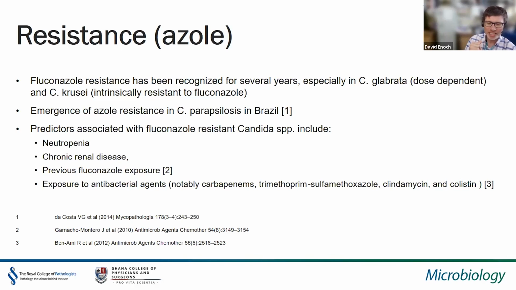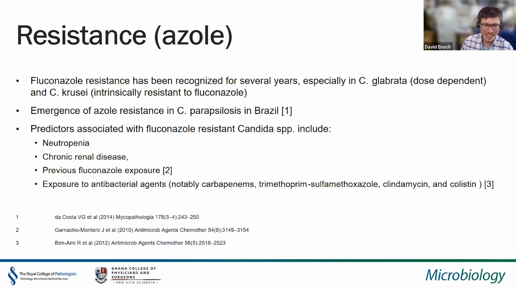Resistance has emerged in Candida parapsilosis, and again, predictors for fluconazole resistance are fairly explanatory, really. If you've been on fluconazole before, that makes sense. If you're neutropenic, quite often you're on fluconazole exposure. Also, if you're neutropenic or on intensive care, you've got problems with kidney function as well. And then antibacterial agents, again, you're more likely to get azole resistance as well. I think all of these merge into one sort of problem. They're not mutually exclusive.